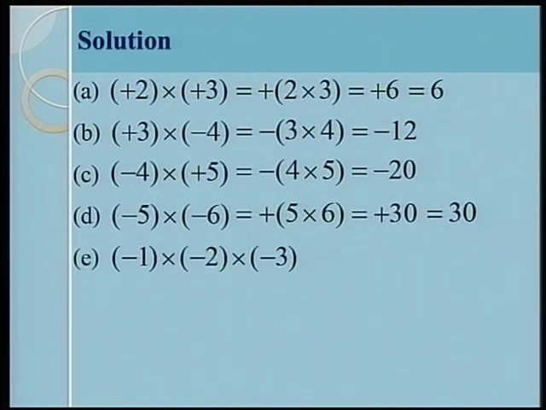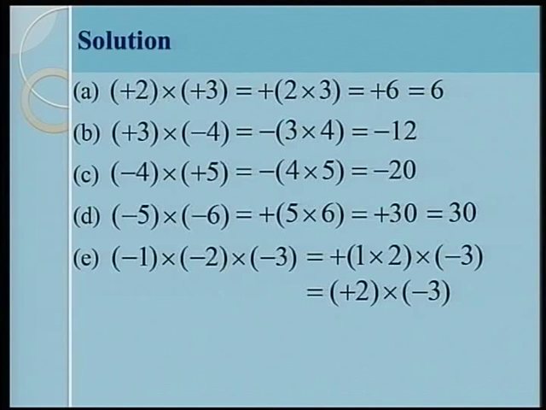Here we are multiplying three negative numbers. We first look at the numbers negative 1 and negative 2. We multiply these two to obtain a positive number. Then we multiply by the third number, which is negative 3. So, positive 2 multiplied by negative 3, we obtain a negative number, and the negative, we can keep it outside the brackets. We will obtain negative 6.